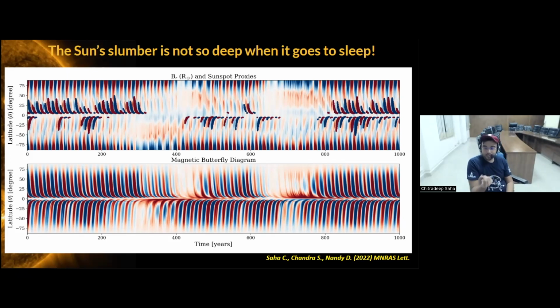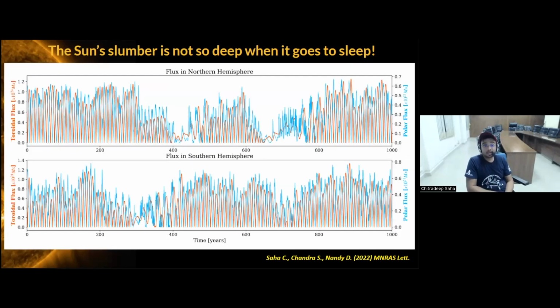When you're dealing with time series, it is obvious to analyze it with spectral methods. But before that, let's have a look at how the flux output of the sun during these phases evolves over time. On the top panel, you see flux in the northern hemisphere. In the bottom, you see the flux in the southern hemisphere. In blue, the evolution of polar flux. In red, you see the evolution of toroidal flux.